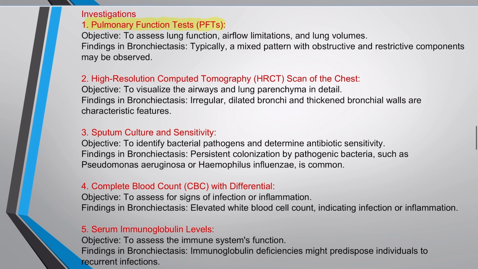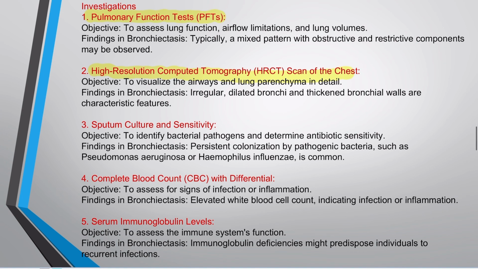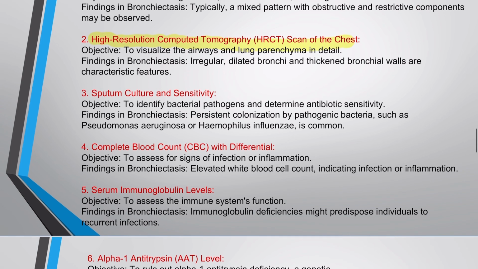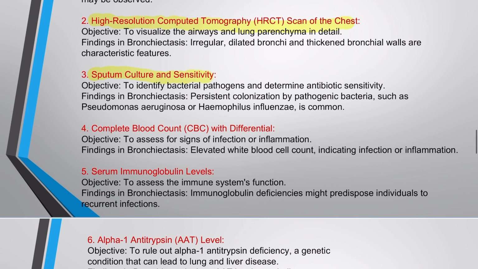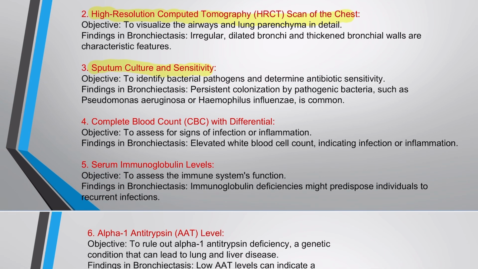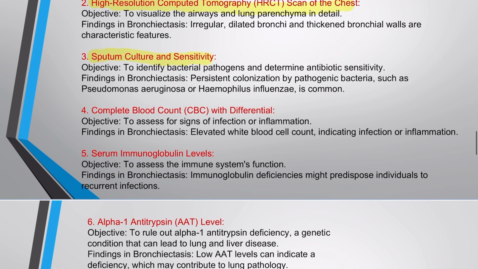High resolution CT scan of the chest, to visualize the airways and lung parenchyma in detail. So in bronchiectasis, we may have irregular dilated bronchi and thickened bronchial walls. These are the characteristic features. Sputum culture and sensitivity to identify bacterial pathogens and determine the antibiotic sensitivity. There is persistent colonization by pathogenic bacteria like Pseudomonas aeruginosa or Haemophilus influenzae. It's quite common in bronchiectasis.